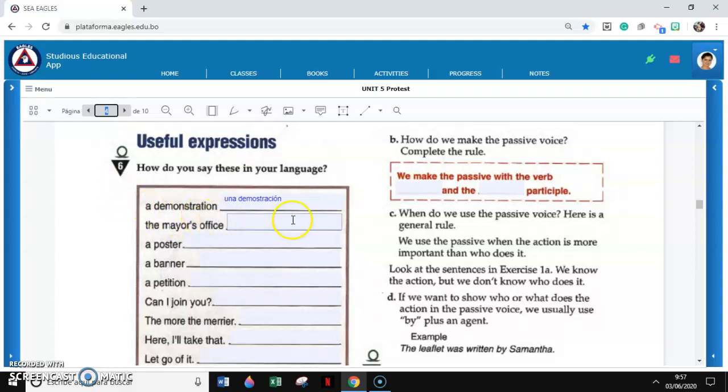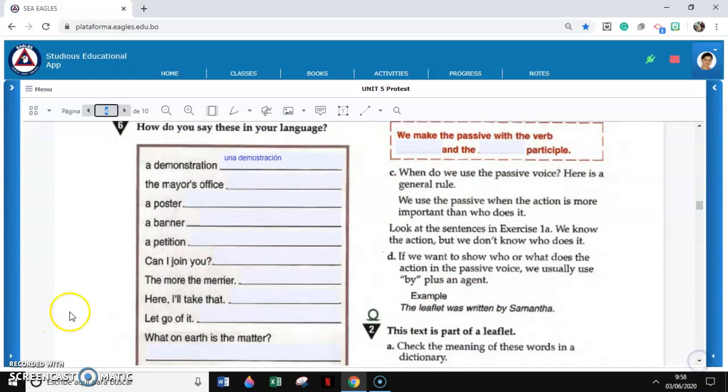A demonstration, una demostración, the mayor's office, la oficina del gobernador, a poster, un póster, a banner, un cartel, a petition, una petición, can I join you? ¿Puedo unirme? The more the merrier. Mientras más, mejor. Here, I'll take that. Me llevaré eso. Let go of it. Déjalo ir.